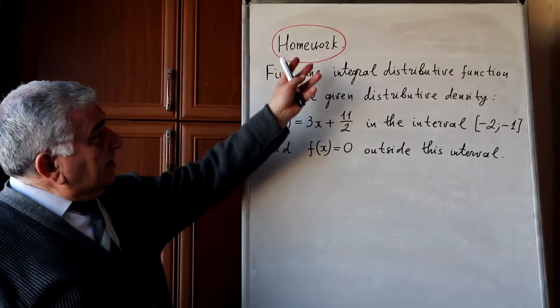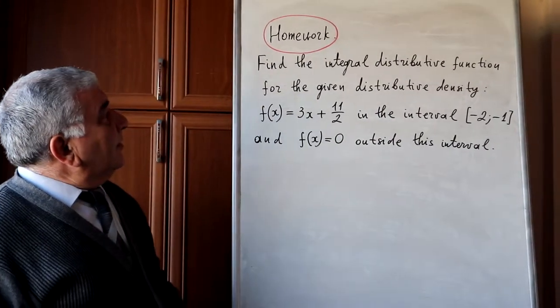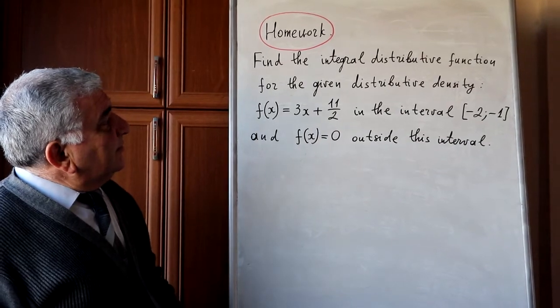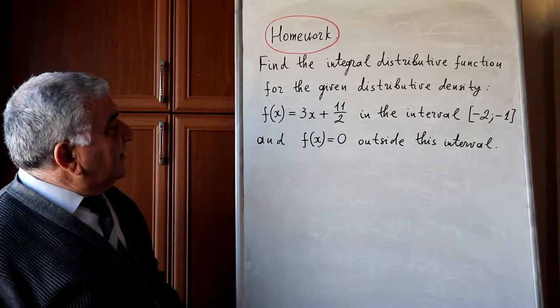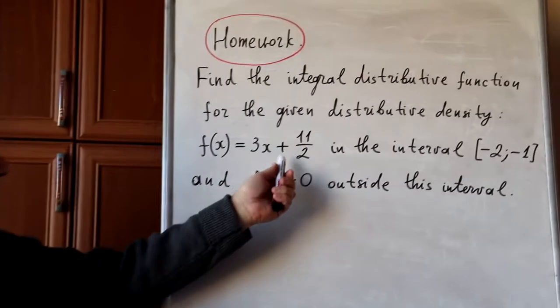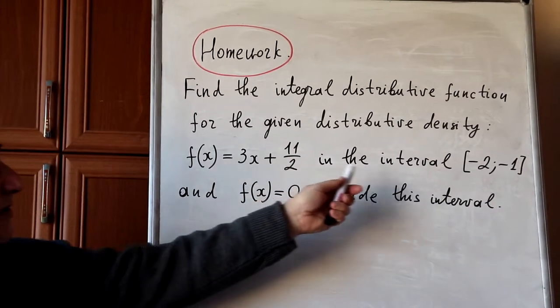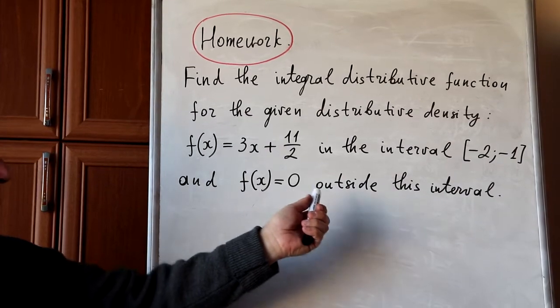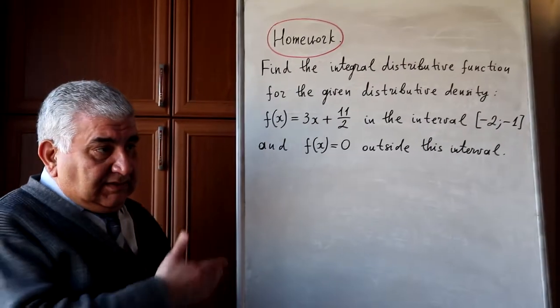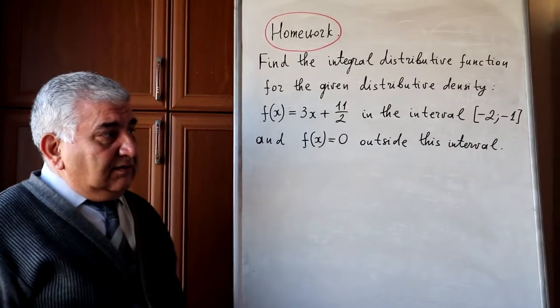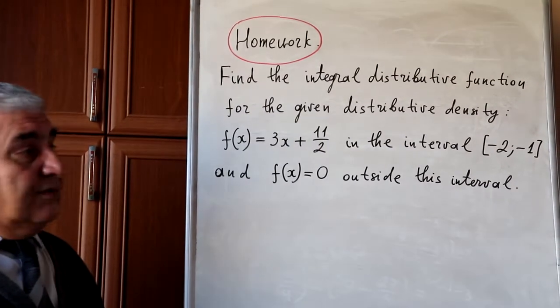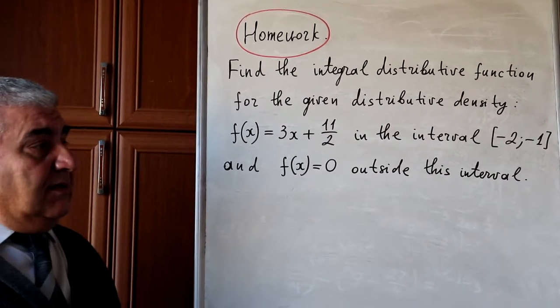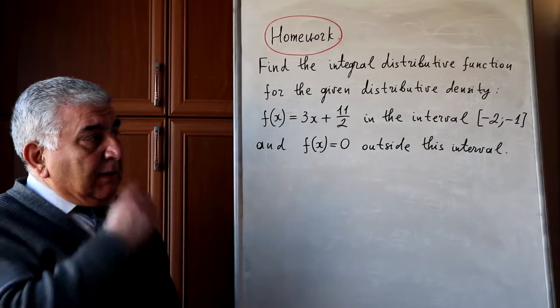Now please rewrite your homework. Find the integral distributive function for the given distributive density. f of x is 3x plus 11 seconds in the interval -2, -1, and f of x is 0 outside this interval. Please rewrite your homework, your assignment, and then continue our lesson.